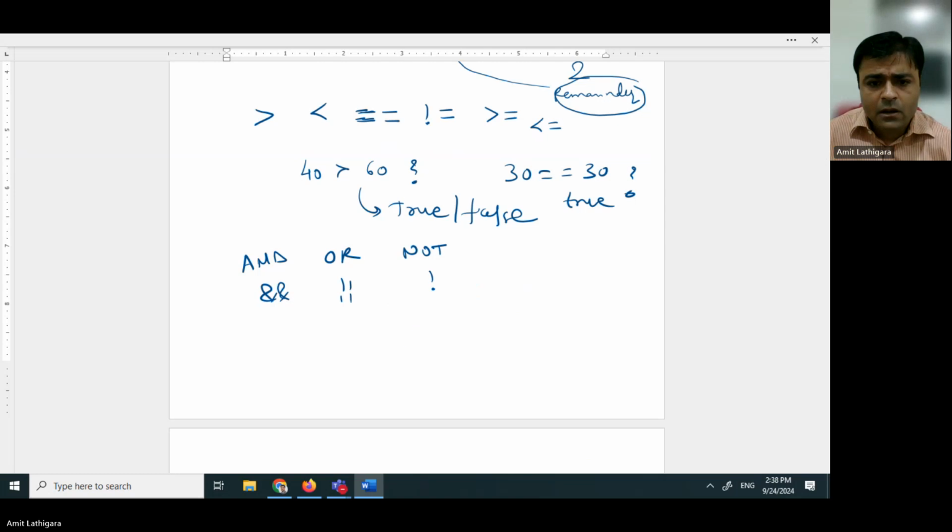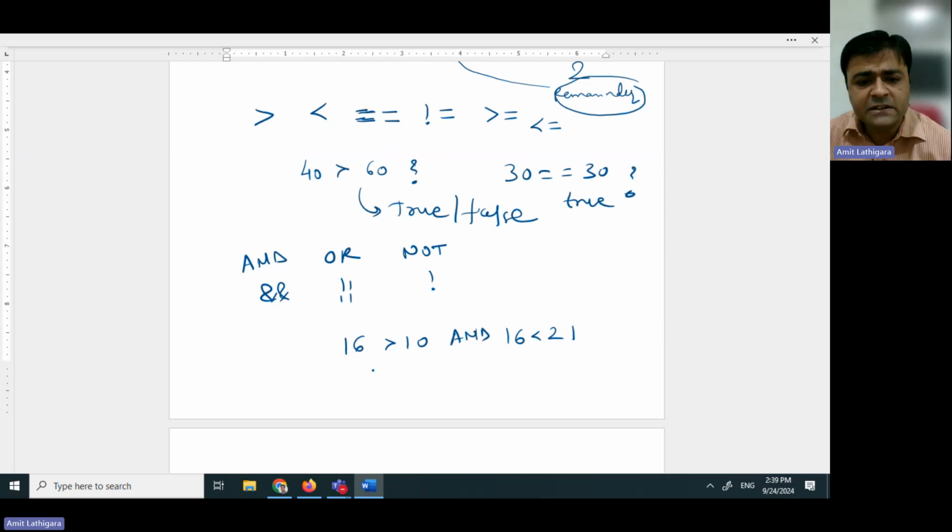For example, I want to check whether my number is greater than 10 as well as less than 21. In short, any number between 11 to 20. So let's take 16. 16 is greater than 10. Second, 16 is less than 21. So I want to check both the conditions together. 16 greater than 10, this is true. 16 less than 21, this is also true.